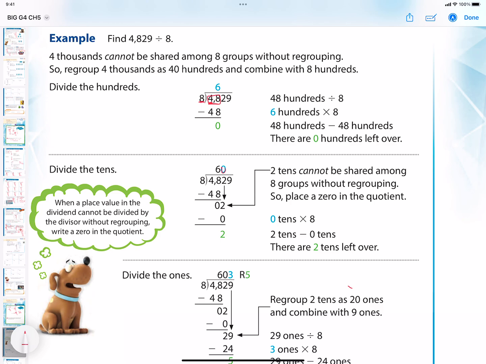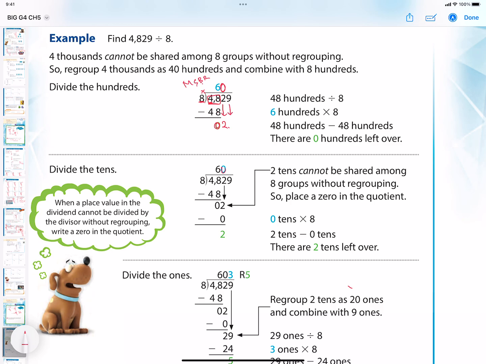So we know 8 times 6 is 48. When you take away, you have nothing left. And then the next step is M, S, B, R. After subtraction, you have to bring this number down, which is 2. But then compare this. 2 is less than 8. That means you need to move on and show them that you couldn't do anything on this tens place. So put 0 on top of the tens place.